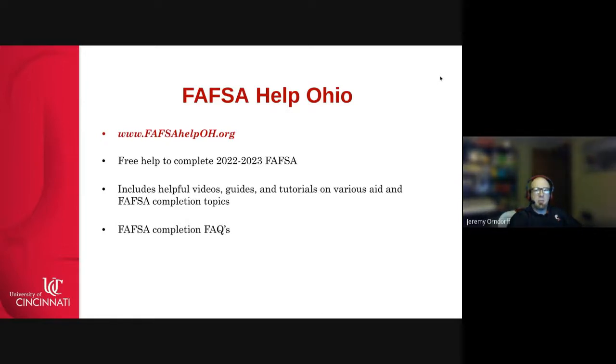If you need help, there is a great website called FAFSAHelpOH.org. They have a lot of really useful information and video how-tos that kind of walk you through the process, and they'll show you screenshots and clips of them actually doing things on what the page will look like. And it'll have a FAQ section there to give you more details.